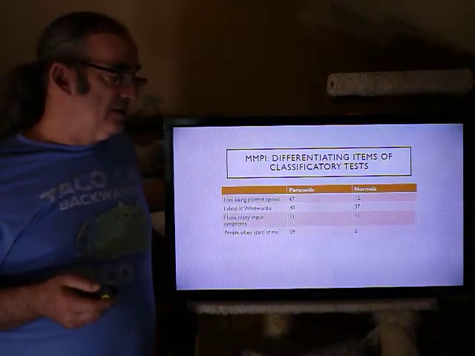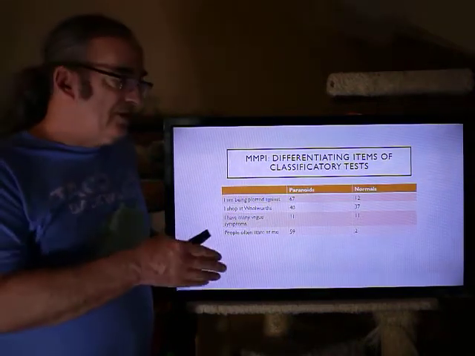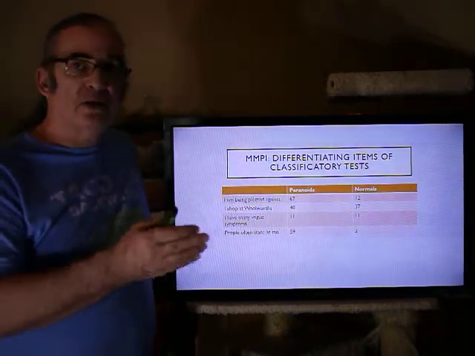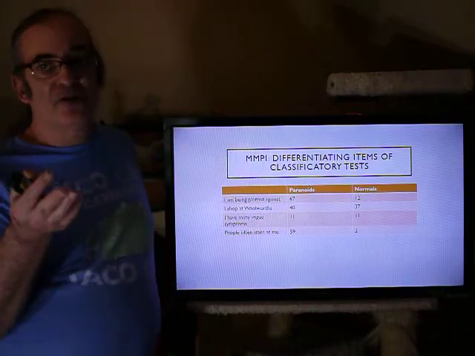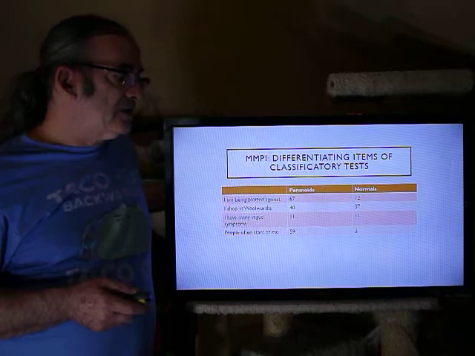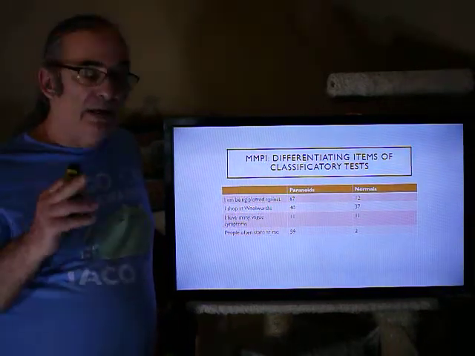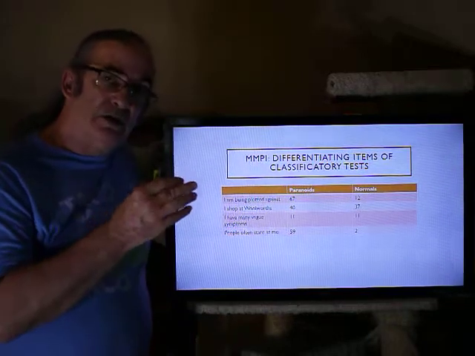Well, notice, paranoids, 40. Normals, 37. Notice, this question then we can look at doesn't distinguish paranoia from normals. Nor should it, nor do we expect it to. I have many vague symptoms. Well, for paranoids and normals, the score is equal. But let's not talk about paranoids versus normals.